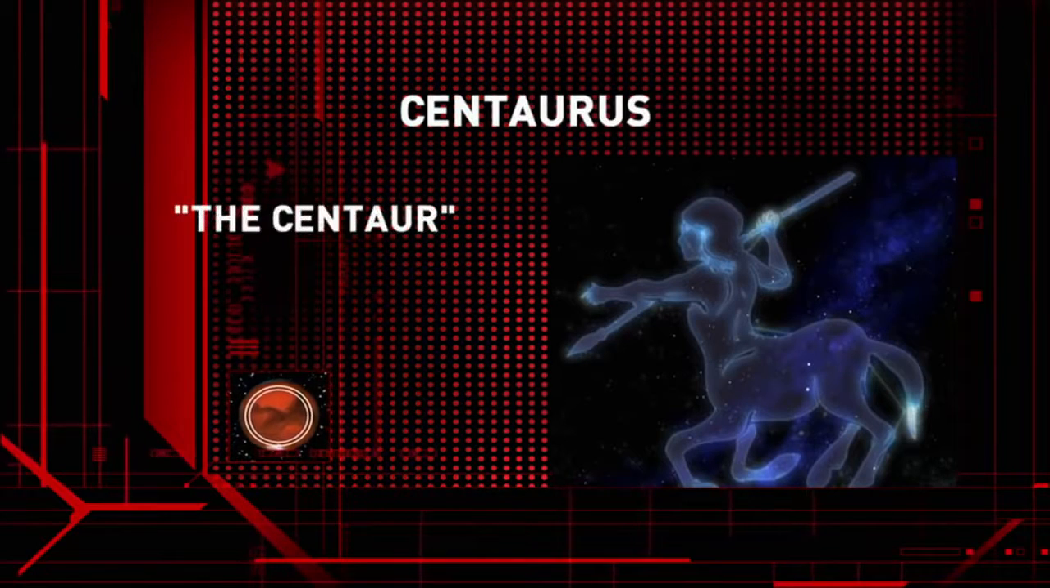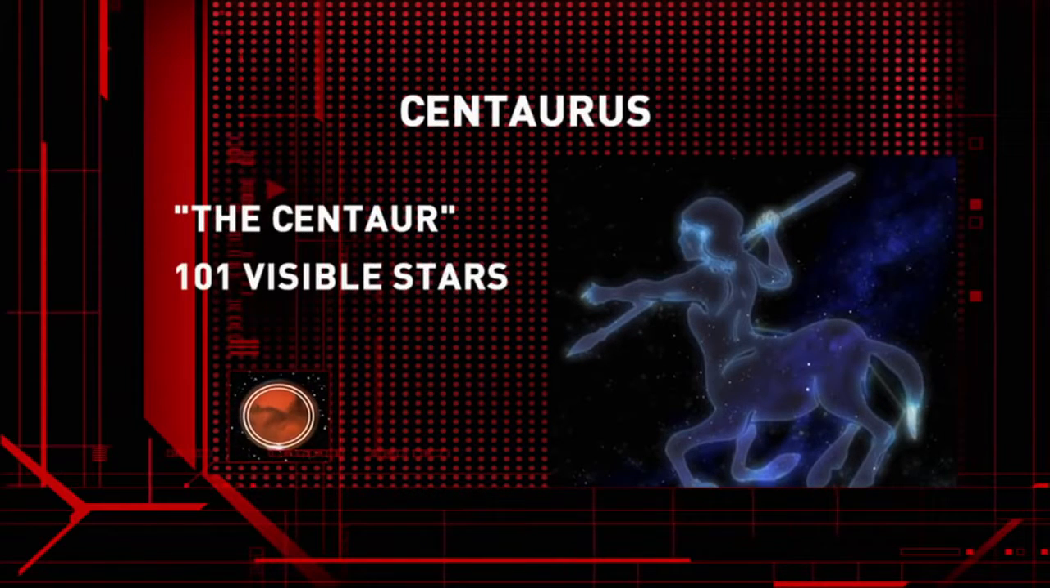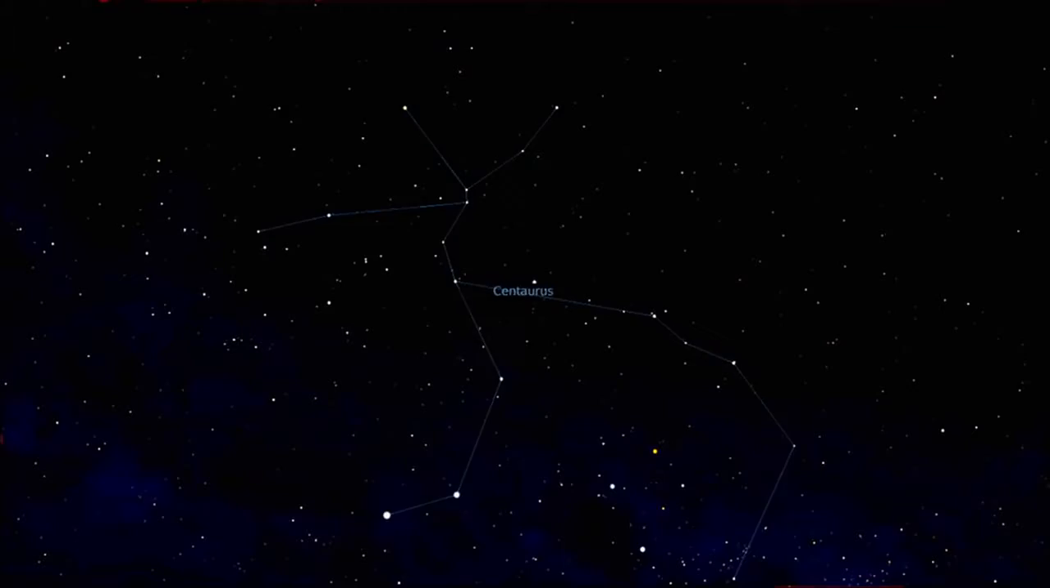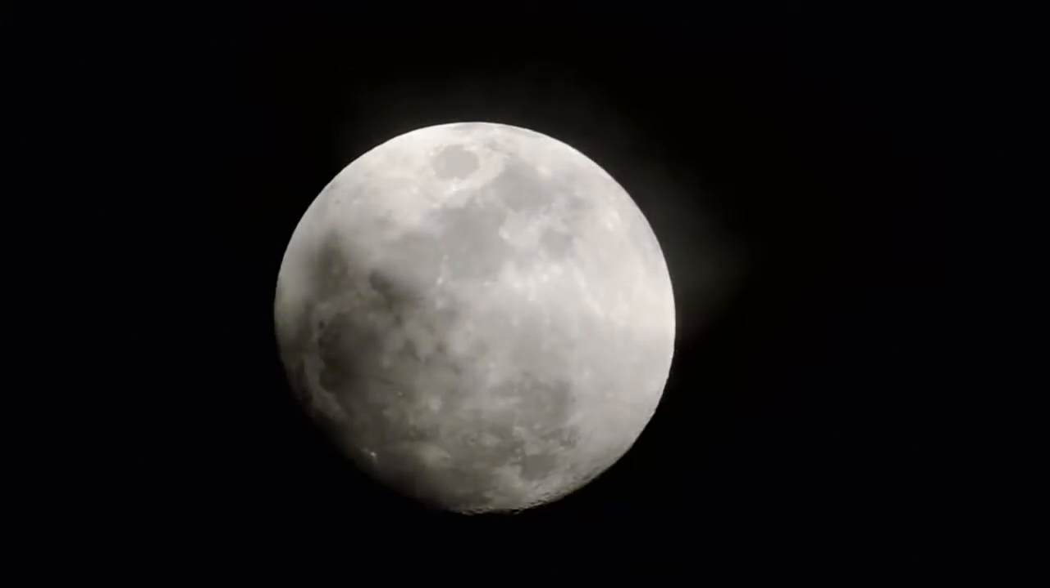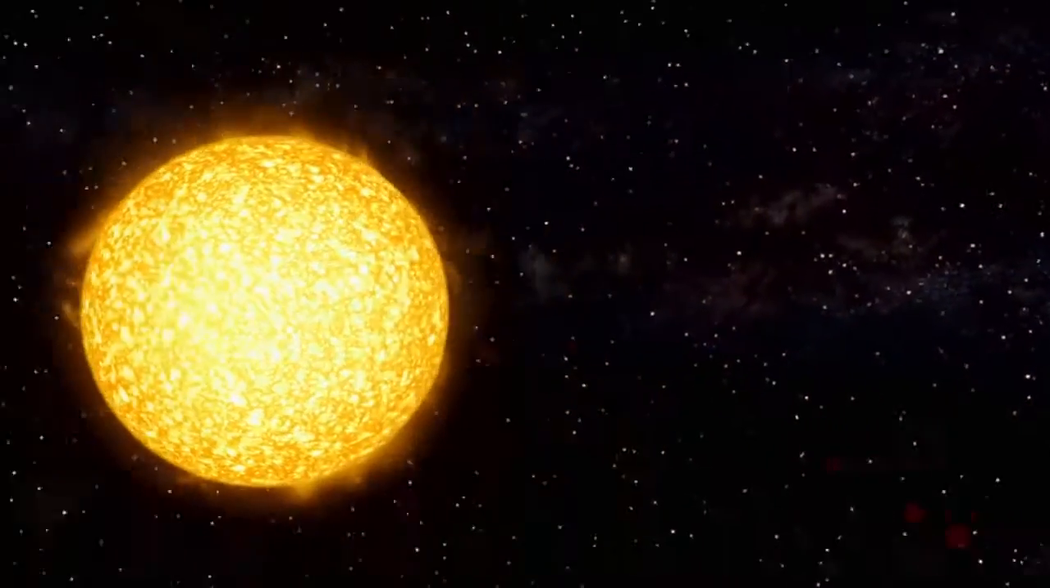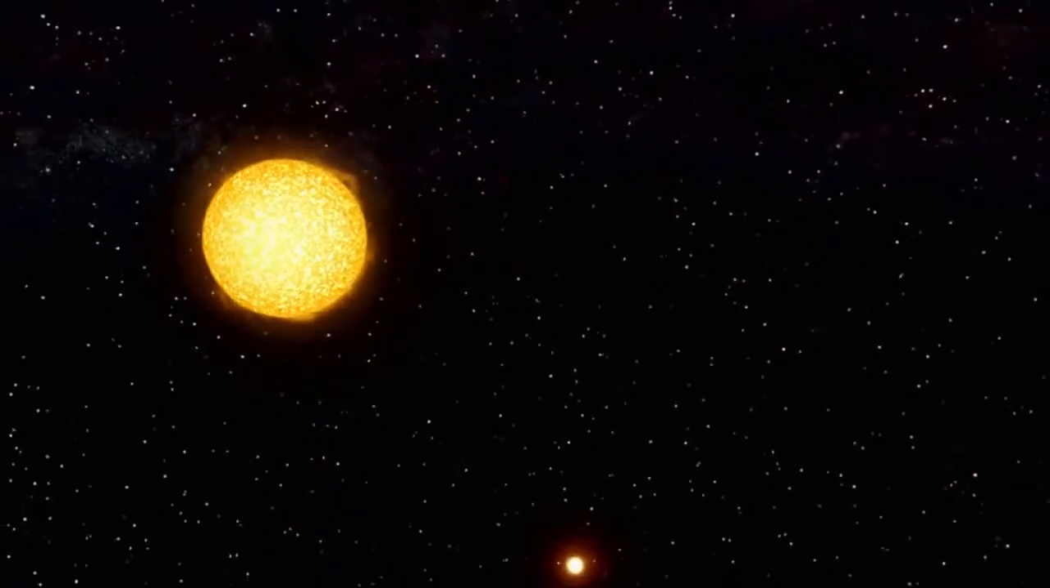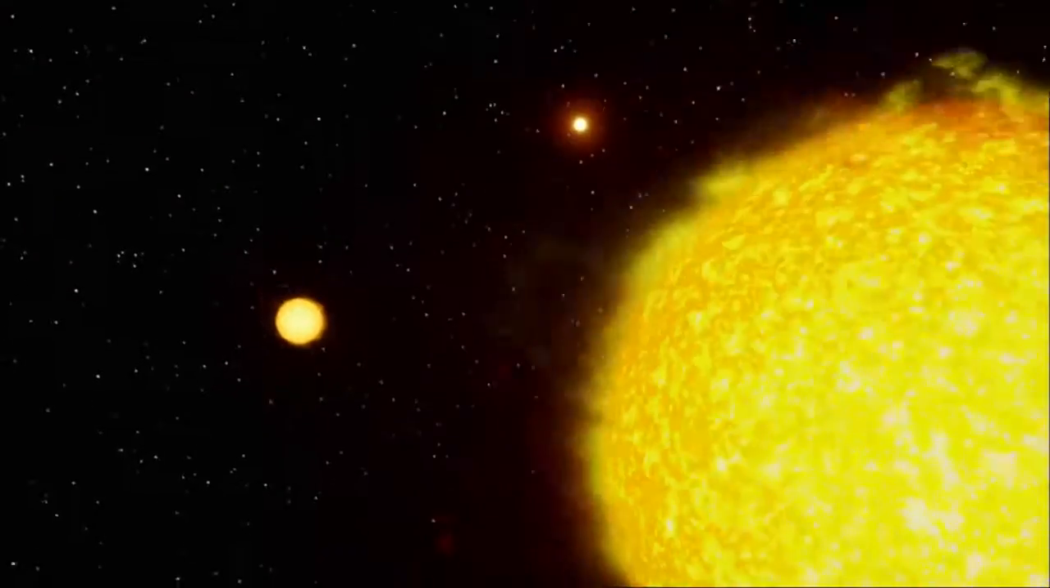Centaurus, or the Centaur, contains 101 visible stars. 2 of its stars, Alpha and Beta Centauri, are the brightest stars in our night sky. Centaurus holds Alpha Centauri, the star nearest to the Earth after our own sun. And a closer look reveals that Alpha Centauri is actually a triple star system.